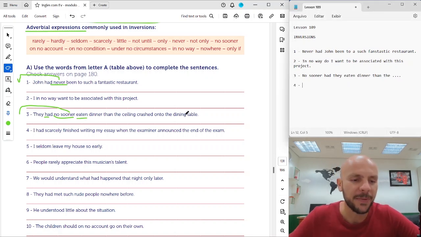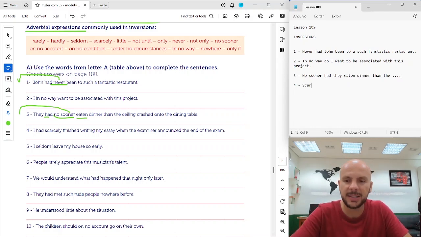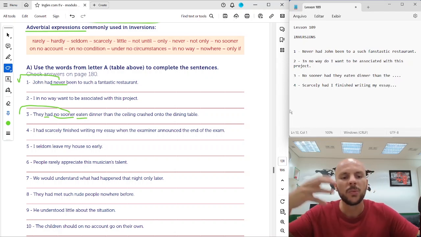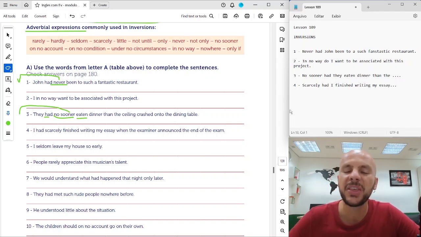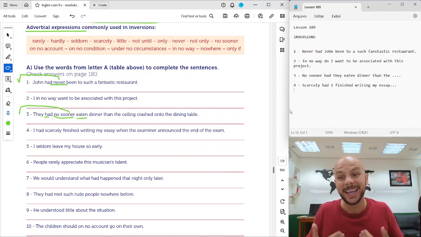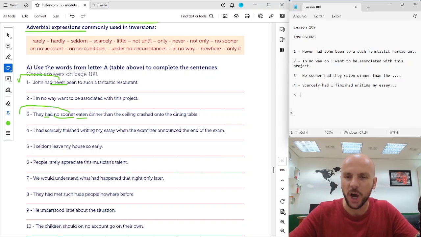Fantastic. Number 4. I had scarcely finished writing my essay when the examiner announced the end of the exam. Okay, so scarcely had I finished writing my essay when the examiner announced the end of the exam. Okay, so scarcely had I finished. Scarcely had I finished. Awesome.